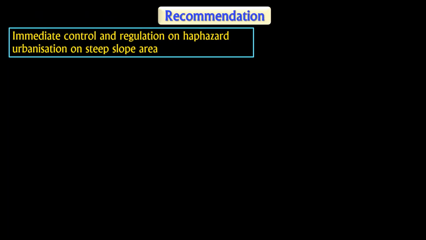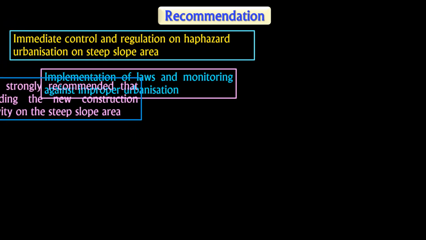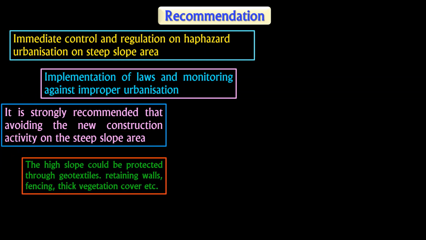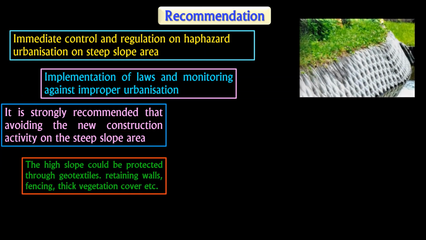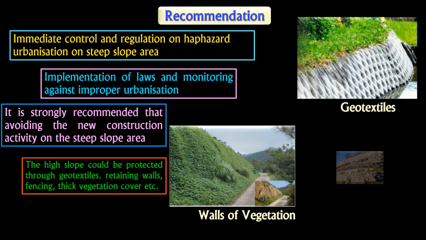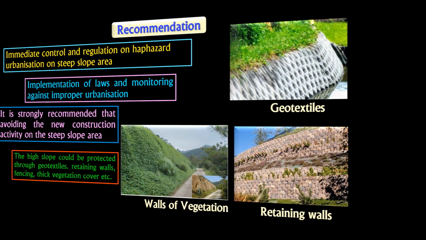In this context, a few recommendations are suggested, which are immediate control and regulation of haphazard urbanization on steep slope areas, frequent monitoring and implementation of laws against improper urbanization, avoiding new construction activities on high slope areas, and application of geotextiles, retaining walls, fencing, and thick vegetation cover on slopes.